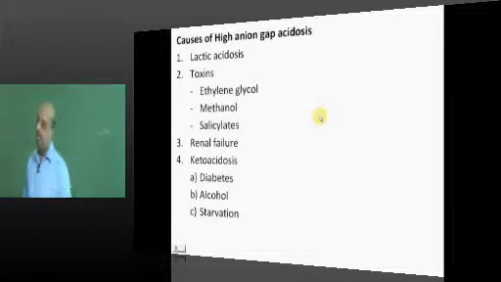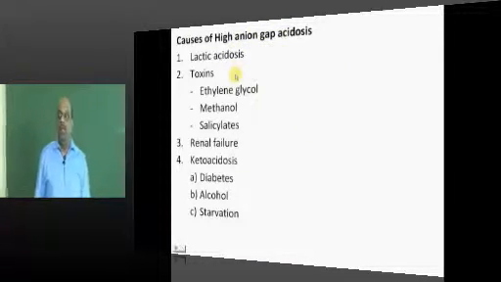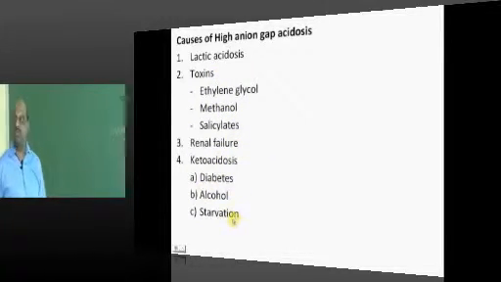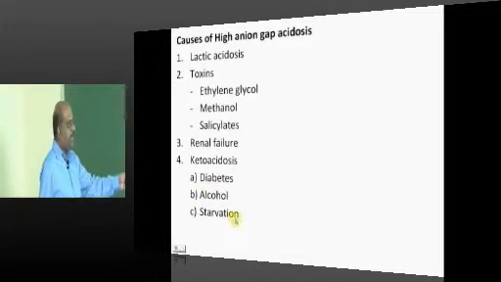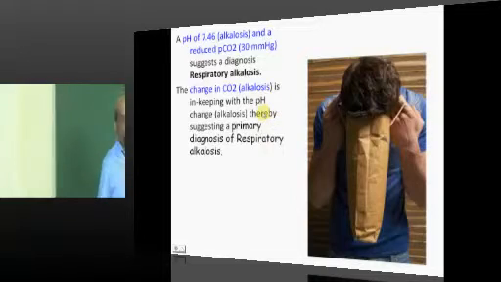So summarize, doctor, what are the causes of high anion gap acidosis? We have lactic acidosis, toxins like ethylene glycol, methanol and salicylates, renal failure, ketoacidosis, which can be due to diabetes, alcohol or starvation, is what you have to be very, very sure about.